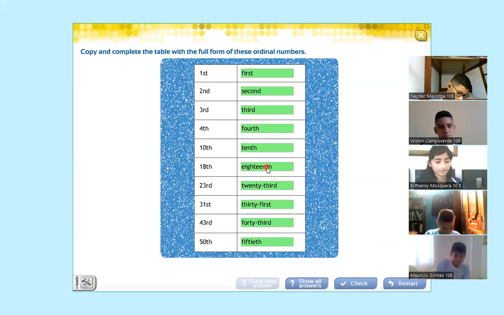Remember, eighteenth, twenty-third, twenty-first, forty-third, and fiftieth. Remember the pronunciation of the TH: push your tongue between your teeth. That is the pronunciation that we use in the ordinal numbers.